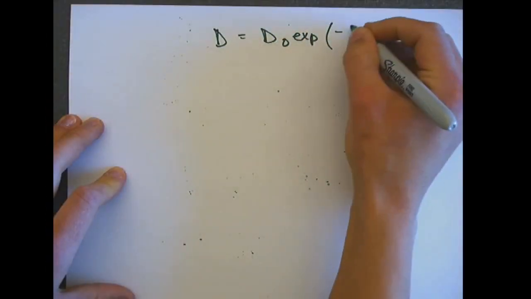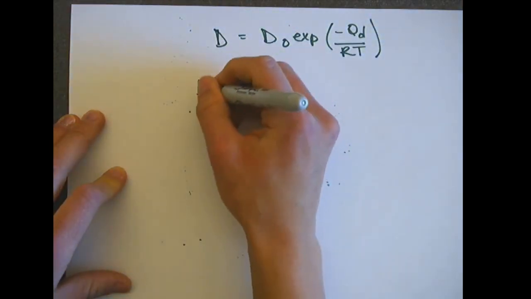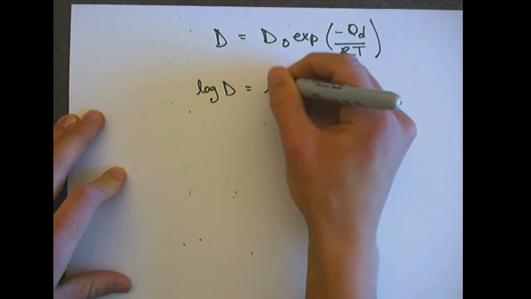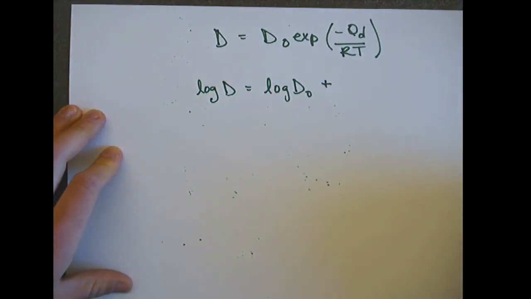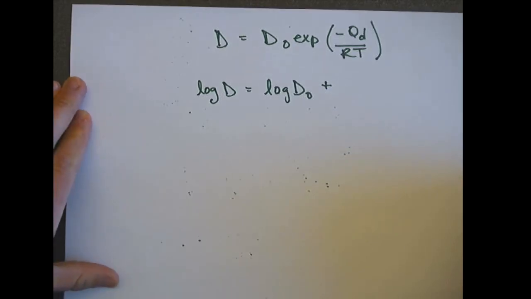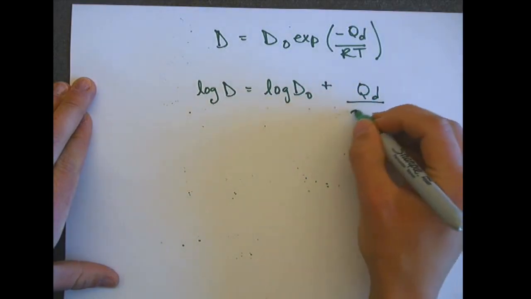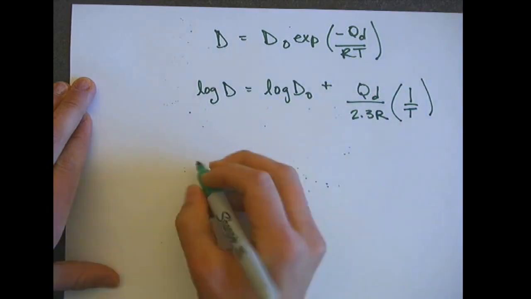Now remember our equation for diffusion right here, written exactly like we talked about before. If I take the log base 10 of both sides, then we end up with log D equals the log of the pre-exponential plus the log, and the e to the cancels out, so we are left with Q_d over 2.3R, like we talked about before, times the reciprocal temperature.